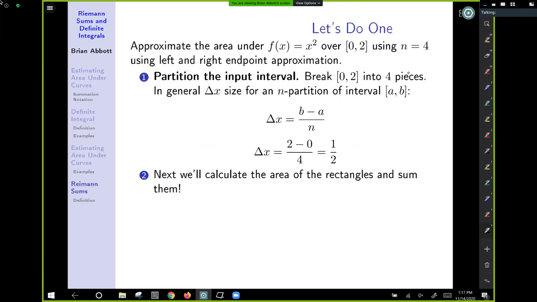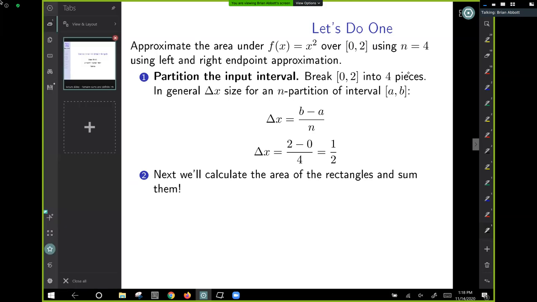So let's do an actual concrete example of this. So the first thing is, here is a method to calculate your partition step size. We're going to approximate the area of f of x equals x squared over the interval 0 to 2.